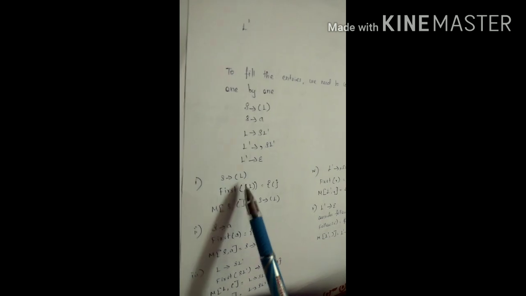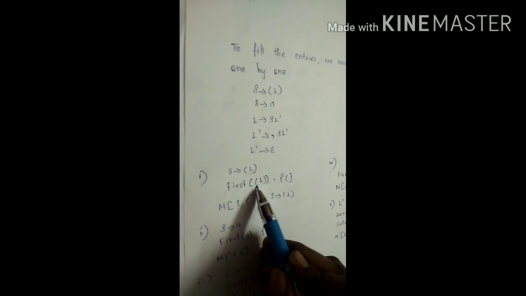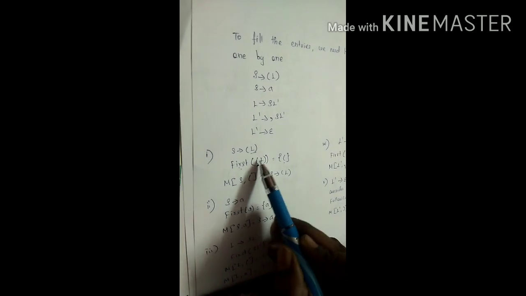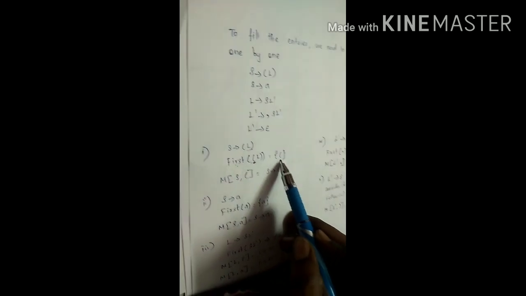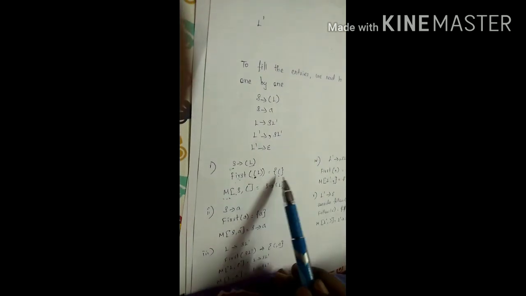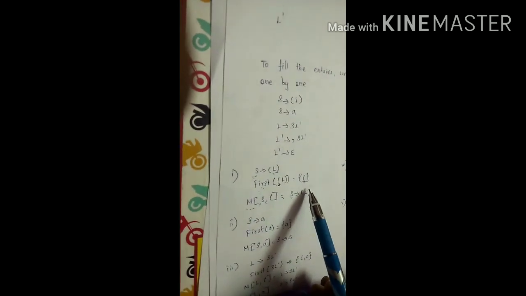S tends to open bracket L close bracket. So we need to find first of this symbol. First of any terminal is that terminal. So first of open bracket L close bracket equals open bracket. Now we have to make an entry in the parsing table. Make entry of S comma open bracket equal to this production, S tends to open bracket L close bracket.